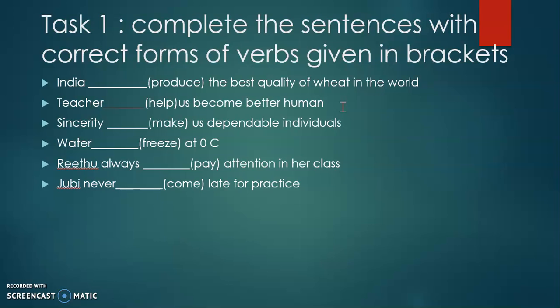The first question is: India dash produce the best quality of wheat in the world. See, we use the simple present for something that is permanent or fixed. India produces the best quality of wheat in the world. That is fixed for the moment. And moreover, India is one single thing. It stands for it, right? In the previous case we learned it. India is also not a person, it is it. So we can say India produces the best quality of wheat in the world. Similarly, you can go for teacher, sincerity, whatever. Add the appropriate forms of the verbs given in the brackets.